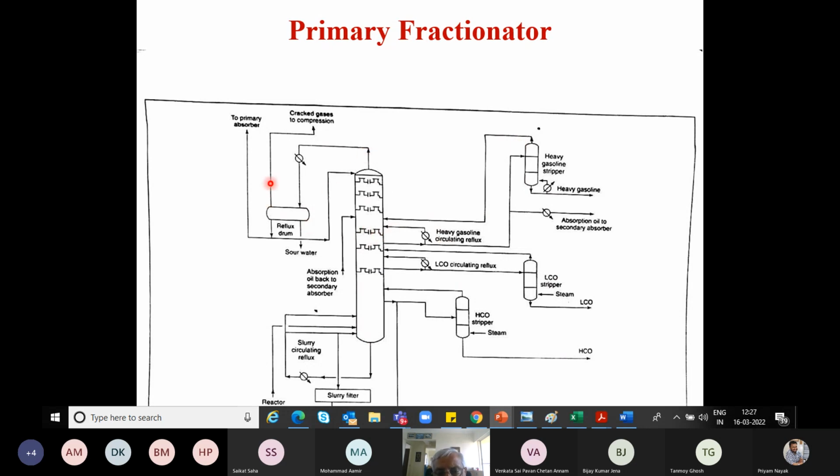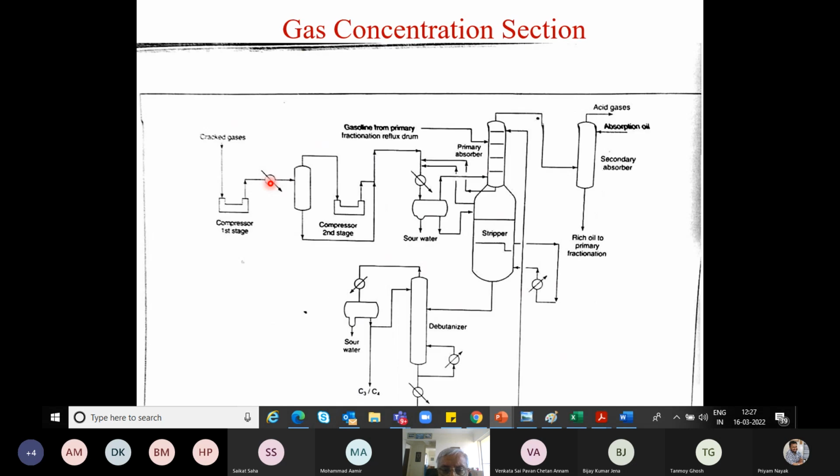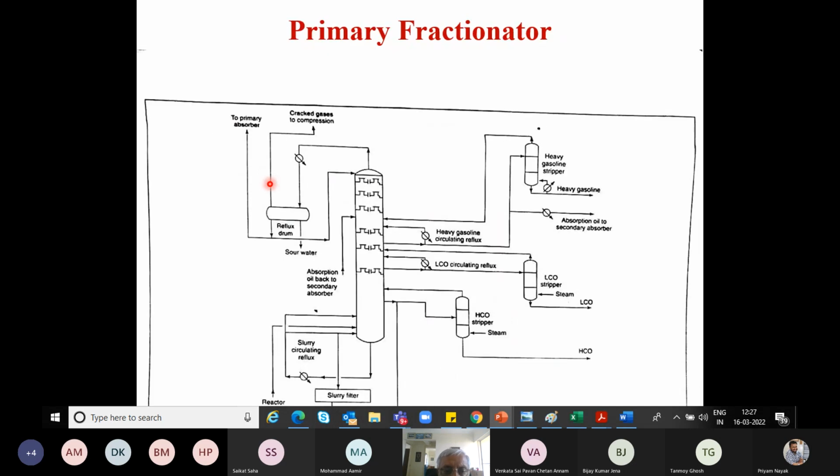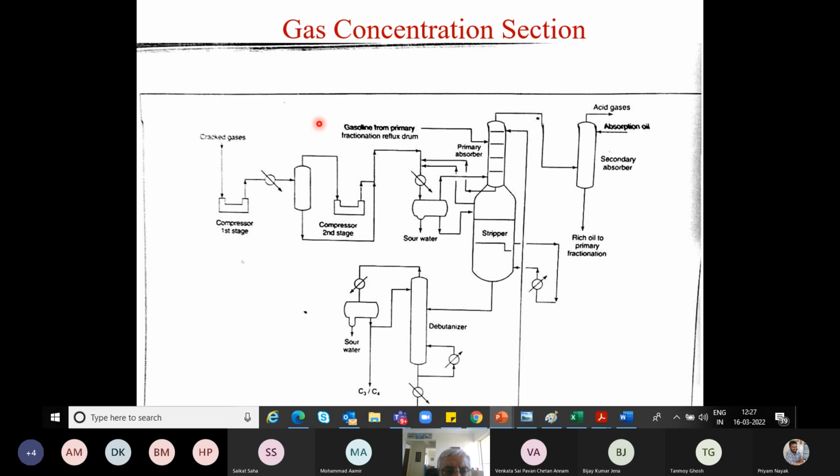And whatever doesn't condense goes to the top. Just to complete the story before I finish, from this reflux drum you see two products coming out. One is the liquid product, and the other is the gaseous product. Okay, so we will trace these two. The gaseous product goes through a two-stage compressor.